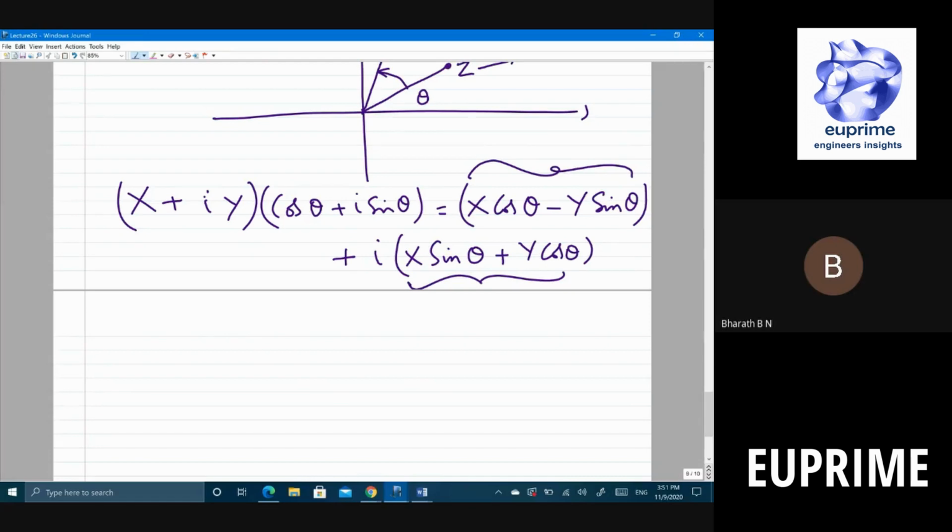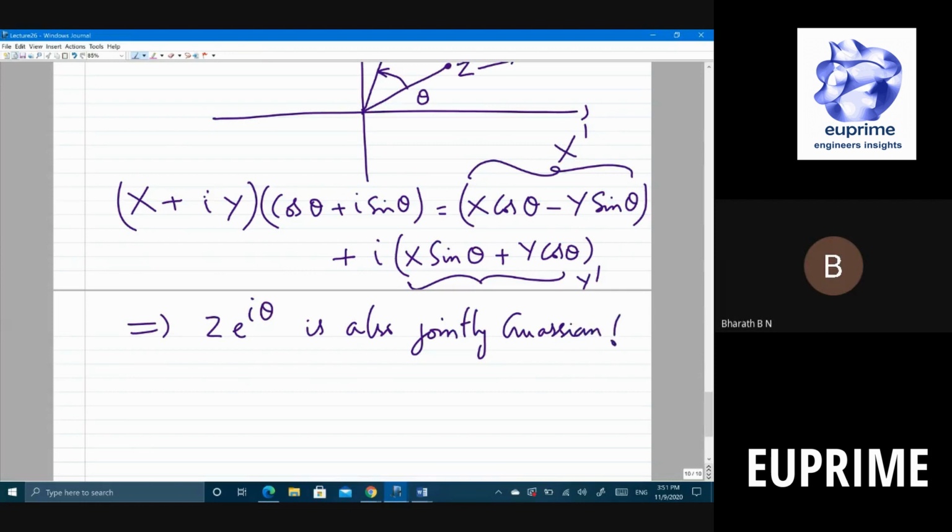So there are two random variables, let's say x dash, y dash, both are jointly Gaussian, right? Why? You take a linear combination of x dash and y dash, you get a linear combination of x and y, therefore it is jointly Gaussian. Therefore, it implies z e power i theta is also jointly Gaussian. Do you agree? It's also complex Gaussian, right?